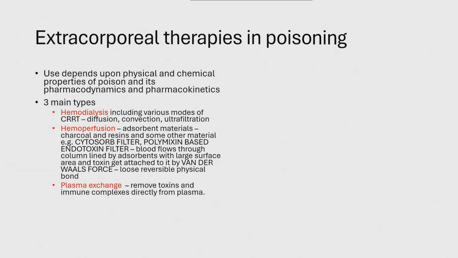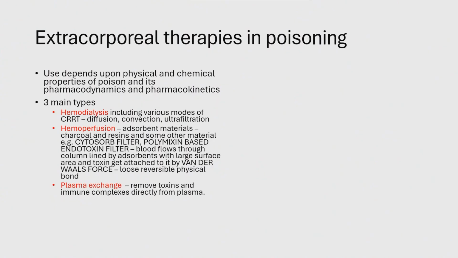Extracorporeal therapy use depends upon the physical and chemical properties of the poison and its pharmacokinetics and pharmacodynamics. Three main types of extracorporeal therapy are used in poisoning. One is hemodialysis, whose principles we all know: diffusion, convection and ultrafiltration. In poisoning, convection will help. Hemoperfusion is very useful. It has adsorbent material lined on a column, and the blood flows through this column. The main adsorbents are charcoal and resins, but there are some newer adsorbent materials also. We'll see them in a later slide.